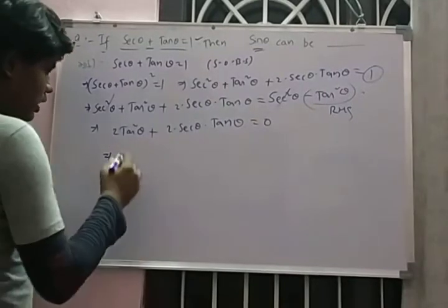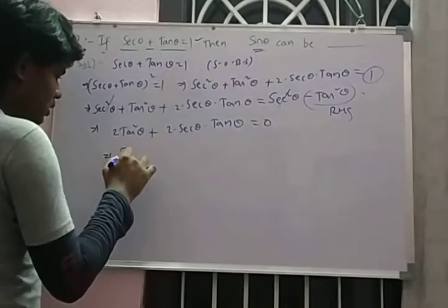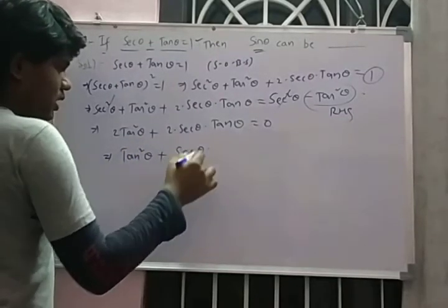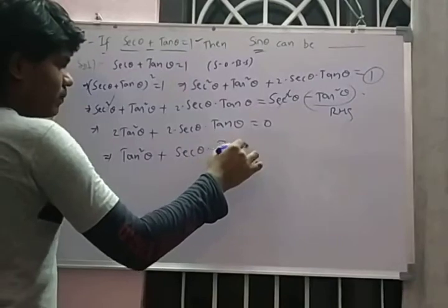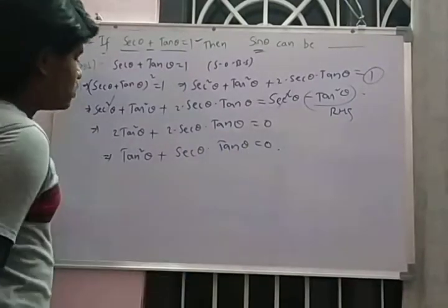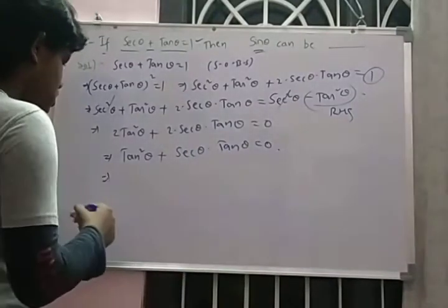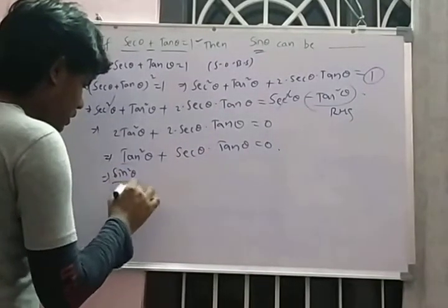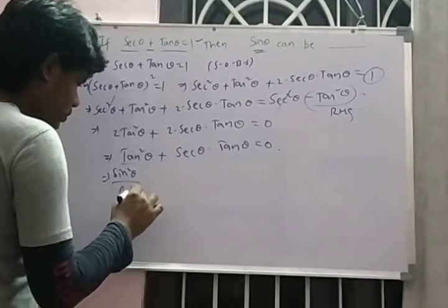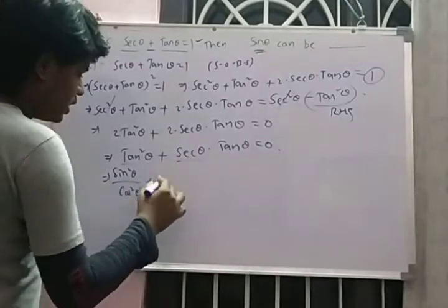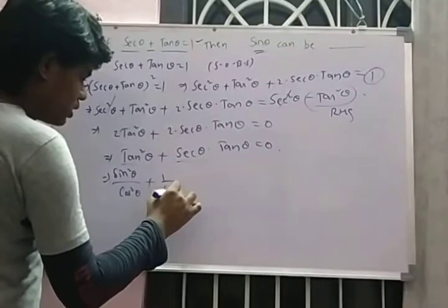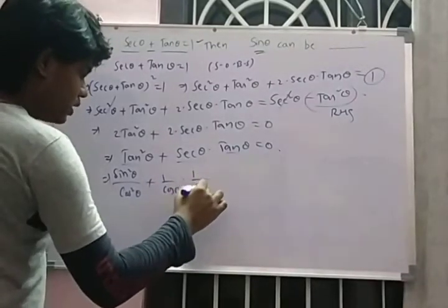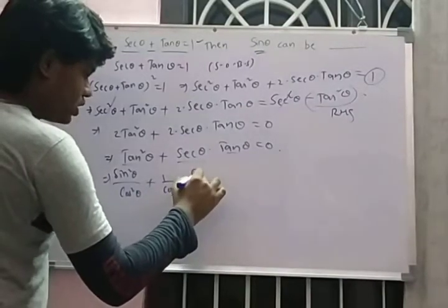Now take 2 as common and cancel. Then tan square theta plus secant theta into tan theta is equal to 0. So now tan square theta can be written as sin square theta by cos square theta plus here secant theta can be written as 1 by cos theta into tan theta can be written as sin theta by cos theta.